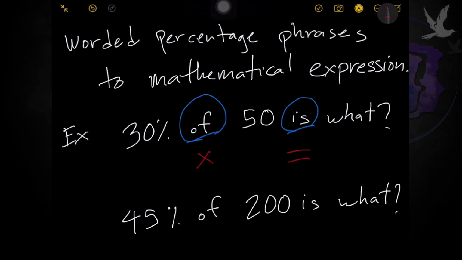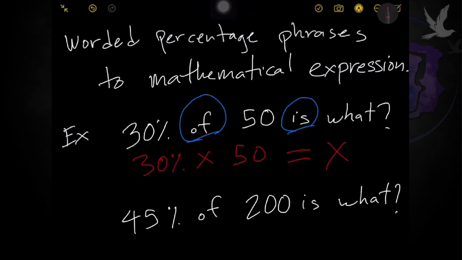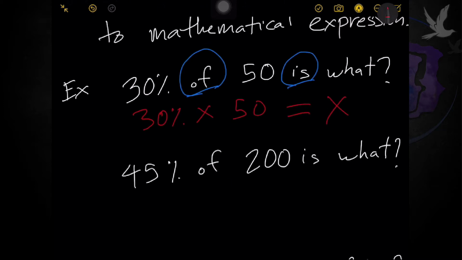Rewriting the major components of the sentence such as 30% and 50, and technically what you're solving for. So in this case, let's just note this unknown value as x, or what you're solving for, as a variable x lang. Okay? So 30% of 50. Ganyan lang muna. Hindi muna tayo magsisolve. Express lang muna natin to a mathematical expression yung worded percentage phrases or sentences natin. Okay?